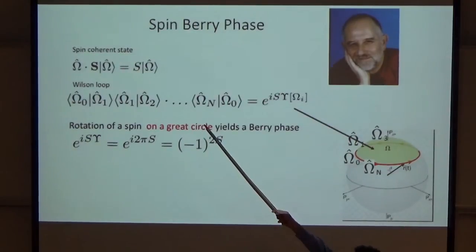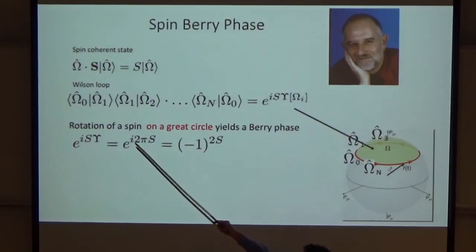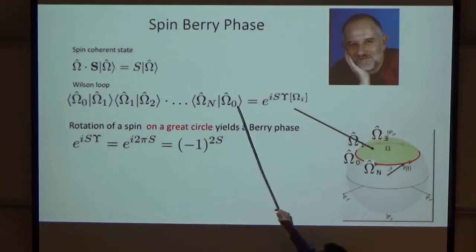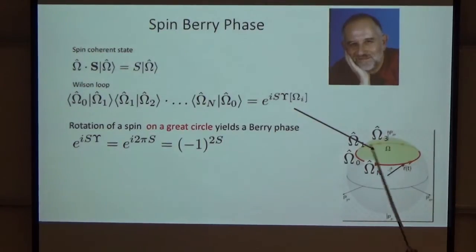So this is a coherent state, which is an eigenstate of the spin operator when you have a magnetic field in the omega direction. And this is the overlaps of the spinors as you go around the circle. And it gives you a phase. And this phase is actually a geometric phase. It's the area, the green area that we have here.